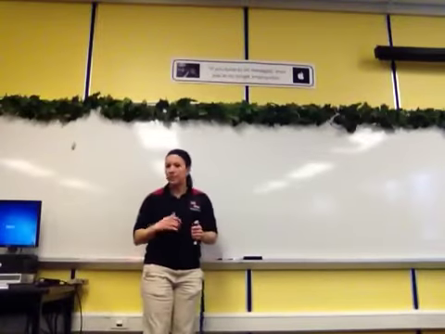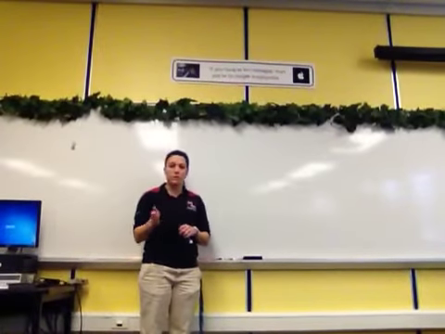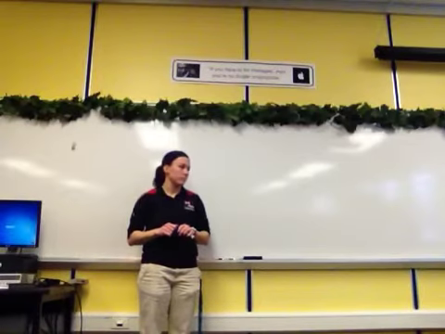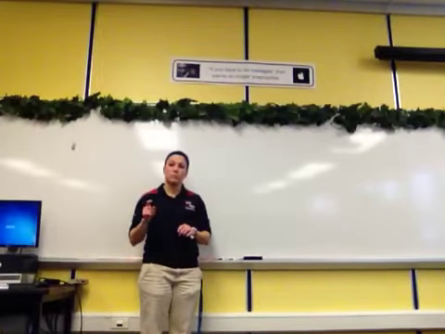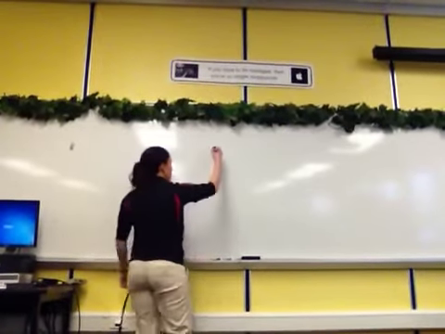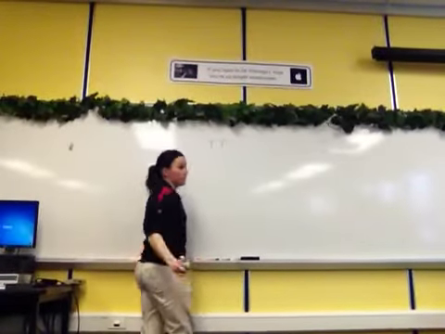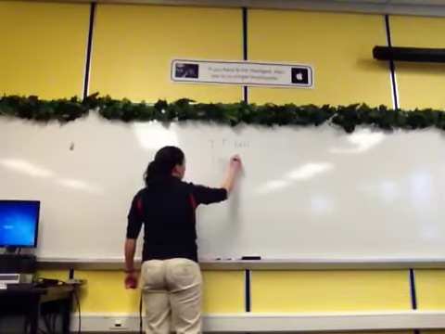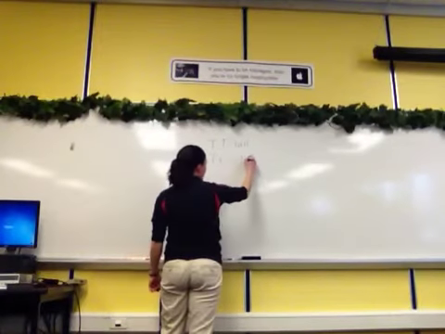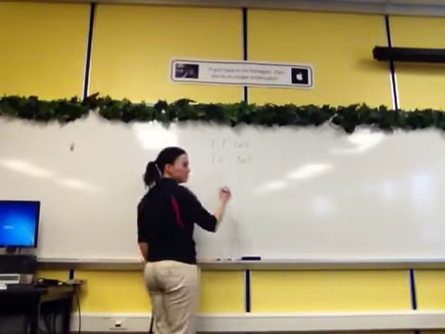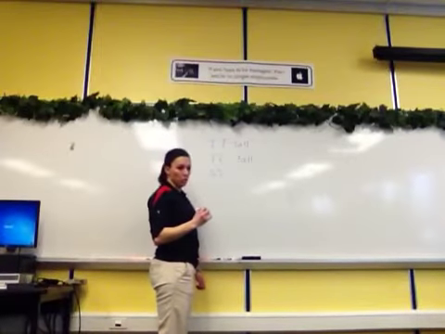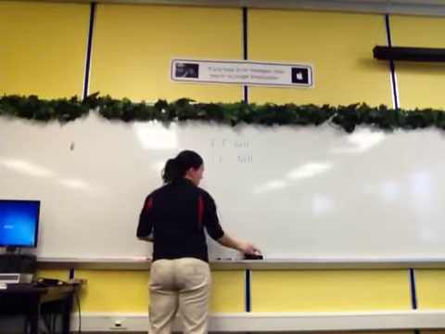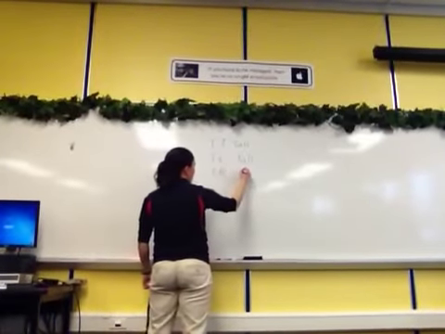Okay, so if tall is dominant to short, how do we write short? Little t, little t. Don't switch letters. So just little t, little t.